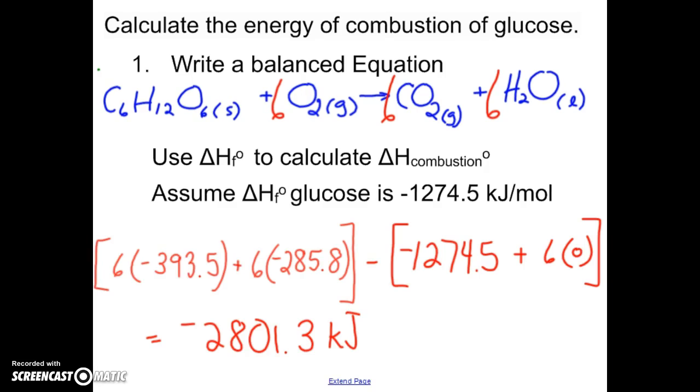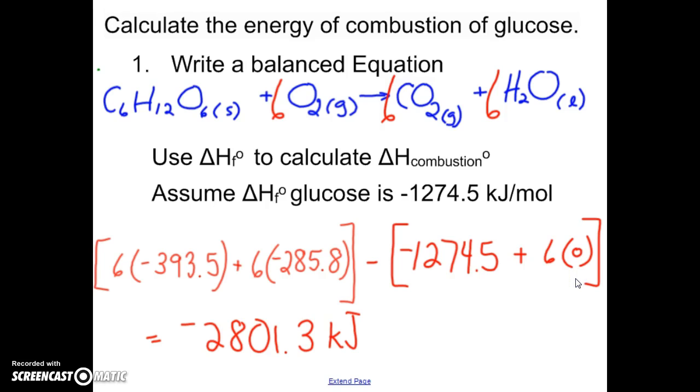And so, using the coefficient 6 multiplied by the heat of formation of carbon dioxide plus 6 times the heat of formation of liquid water, that sum of both products, minus the enthalpy of formation of glucose, which was given in the problem, times 1 since there's only one glucose, plus 6 oxygens. Well, the enthalpy of formation of an element is 0. That's why that is written as 0.